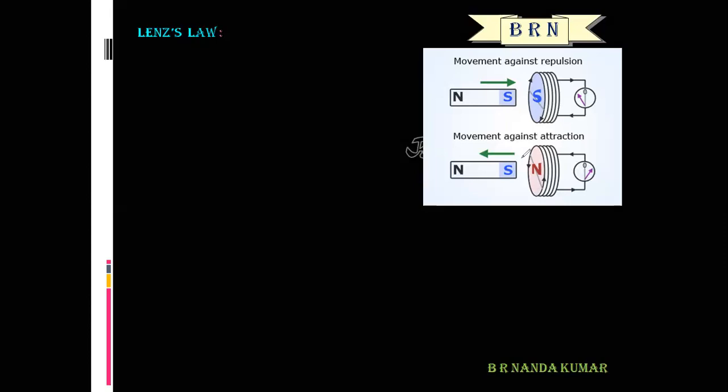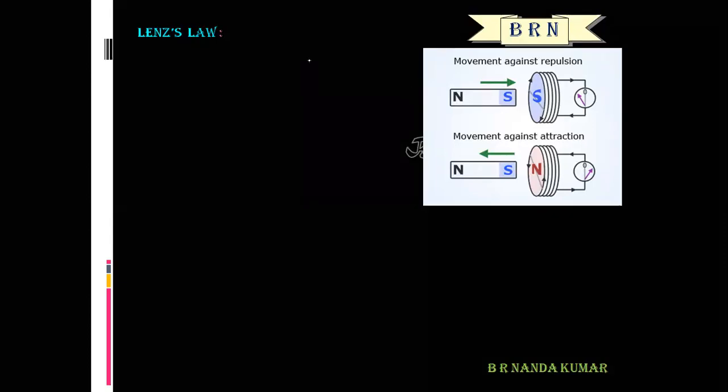So this clearly shows that the direction of induced EMF is such that it opposes the cause producing the change of magnetic flux. Actually, this is the statement of Lenz's law: the direction of induced EMF is such that it opposes the cause producing the change of magnetic flux.